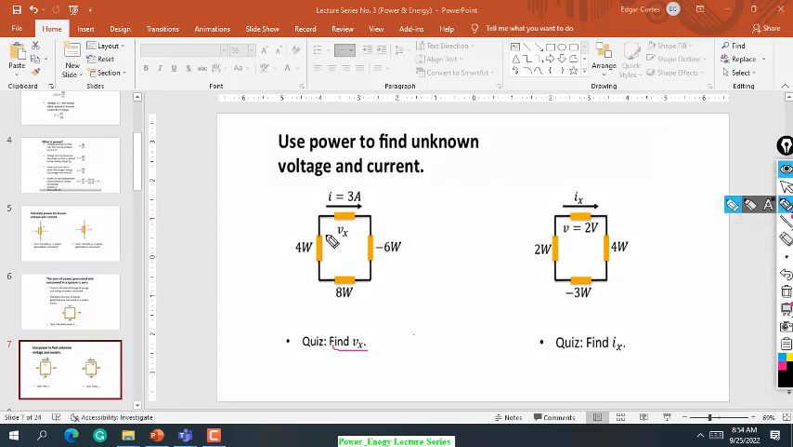So Vx, okay? Bx, there's also power here, but it's unknown, no? Px, okay, that is power, plus 4 watts.